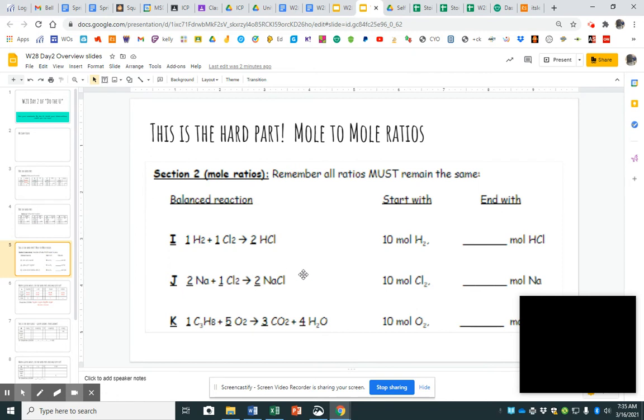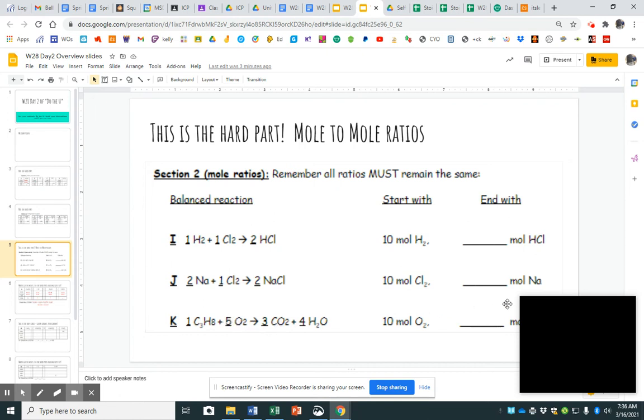When you're doing the second one, you're looking for 10 moles of chlorine. How many moles of sodium do you need to react with 10 moles of chlorine? So if you make this a 10, 2 is twice 1, so you need twice 10, which is going to be 20 again. So you need 20 moles of sodium to react with 10 moles of chlorine.